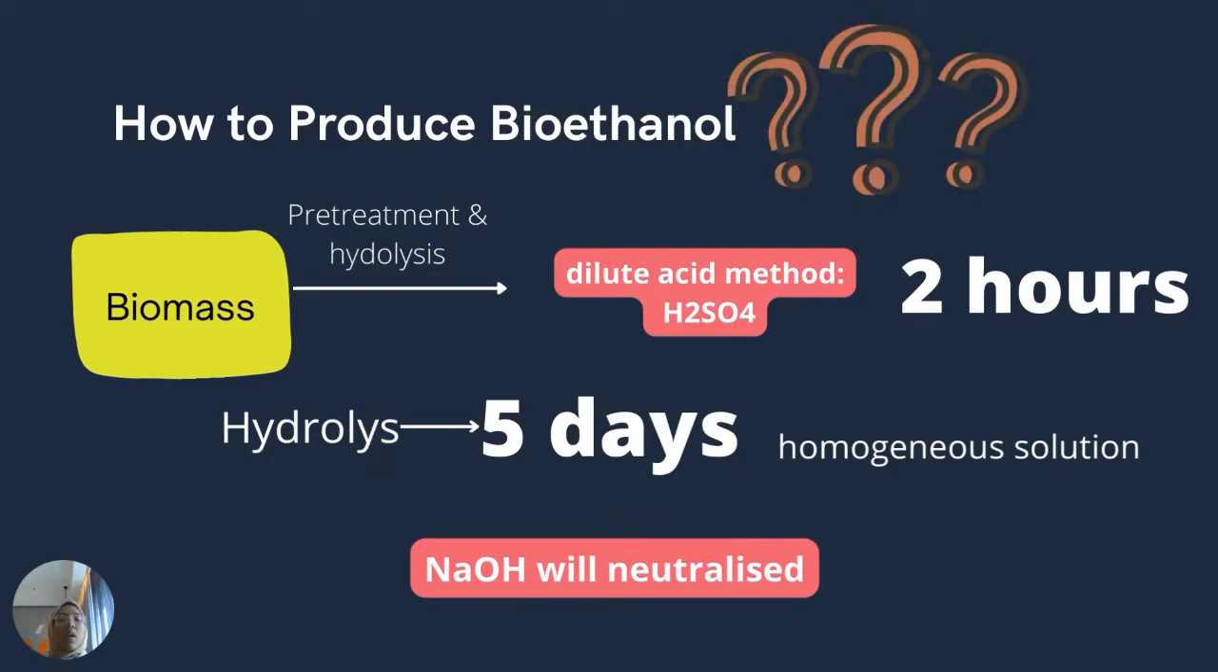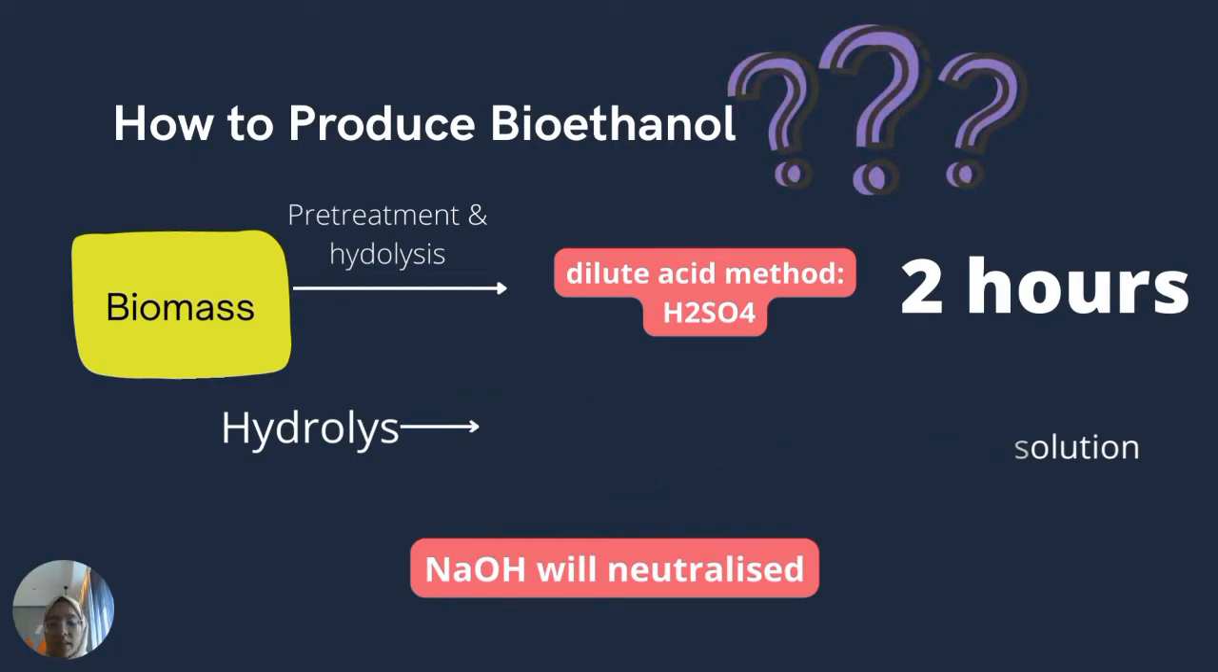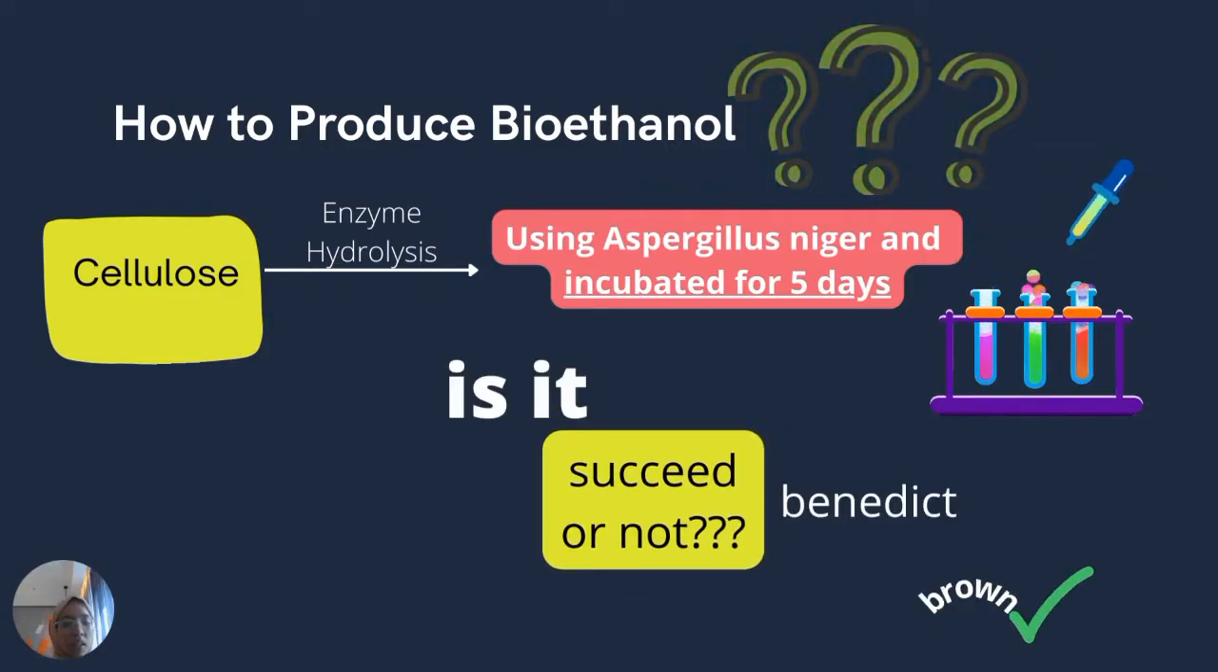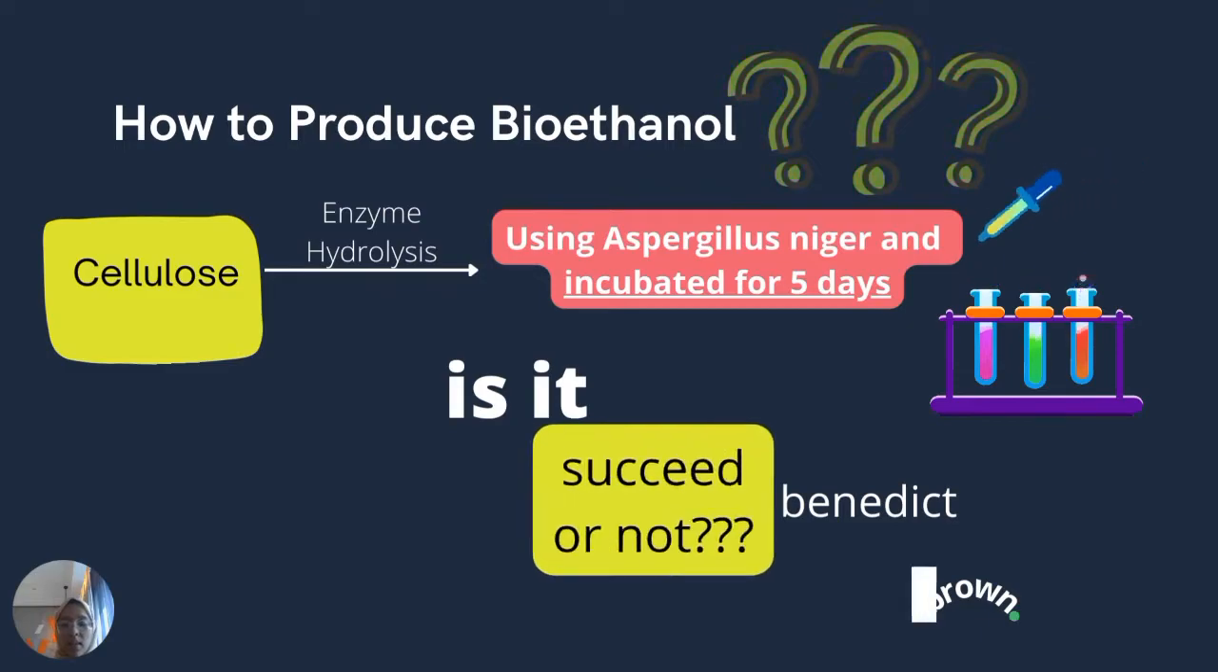Because in the previous step we added acid, the pH is low, so we need to neutralize it with sodium hydroxide. And the second is enzyme hydrolysis. In this step we use Aspergillus niger. As you can see in the animation, we add Aspergillus niger to the tube that has the previous solution and incubate it for 5 days. To see if we succeeded or not, we drip Benedict's reagent into the tube, and if the result is brown, we succeeded.